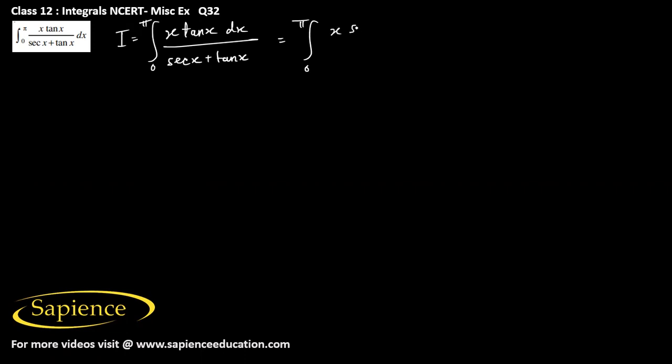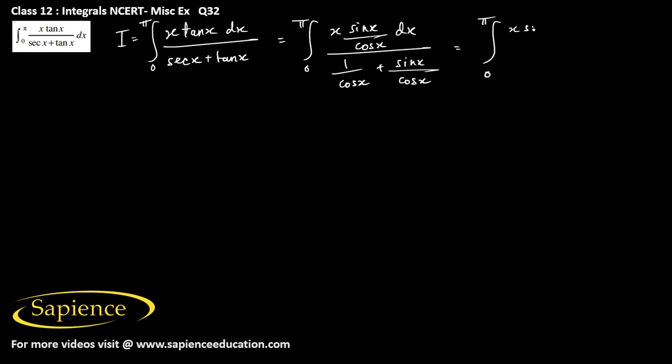So here we are being asked to find the integral I, which is the integral from 0 to pi of x tan x dx by sec x plus tan x. So this will be equal to the integral from 0 to pi. Now tan x is sin x by cos x, into dx by sec x, which is 1 by cos x, plus tan x, which is sin x by cos x. So then we can write this as the integral from 0 to pi of x sin x dx divided by 1 plus sin x. So this is integral I.